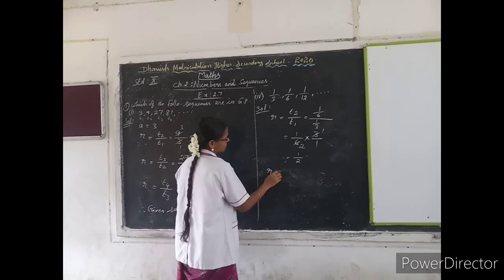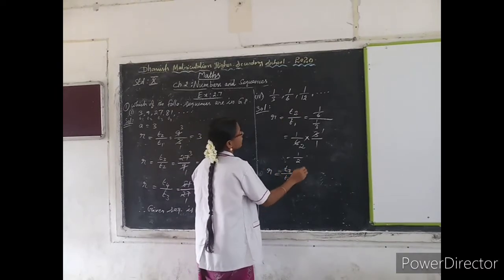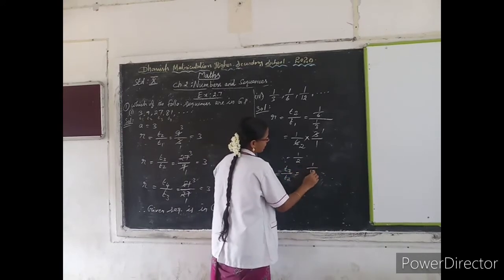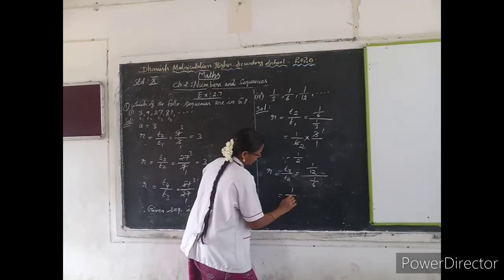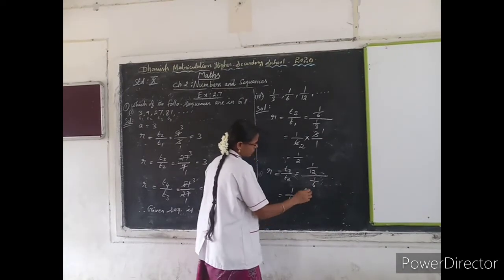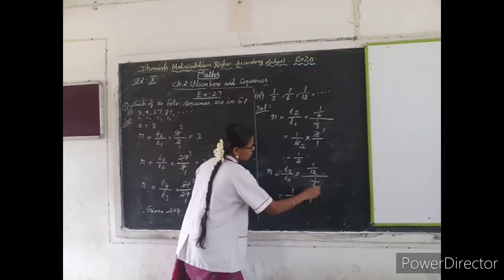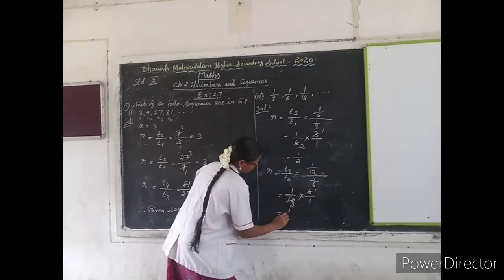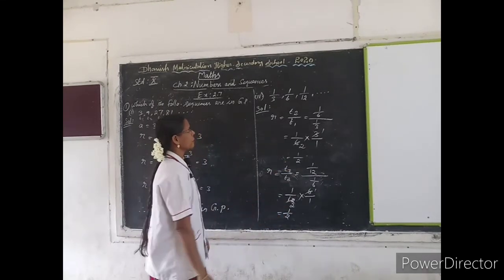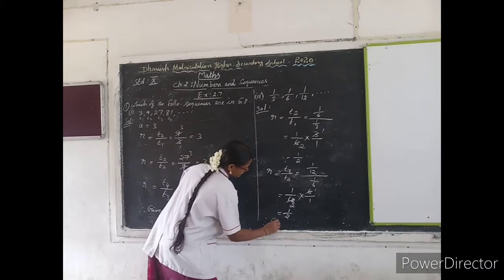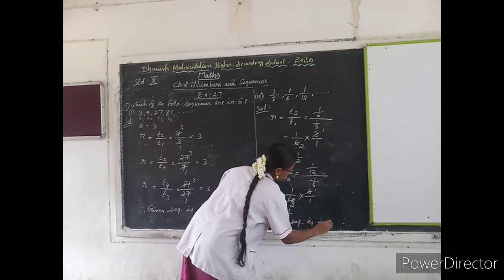Next ratio is T3 by T2. Here T3 is 1 by 12 divided by 1 by 6. This 1 by 12 is the numerator. What about the denominator? That fraction will be in reciprocal. So 1 time, 2 times. Here also the common ratio is 1 by 2. This also 1 by 2. Therefore the given sequence is in GP.